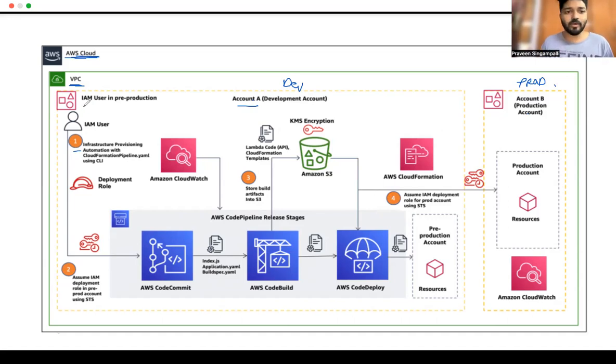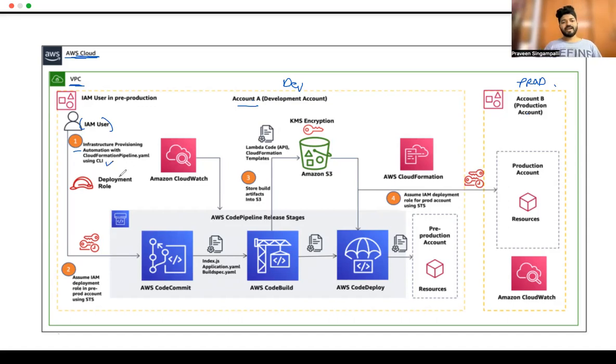Now let's understand how this entire process starts. There is a user, which is an IAM user. I have already told you in your Kubernetes class, and in your next classes also I have shown you how you can create your IAM user. With that IAM user, you do step 1, infrastructure provisioning automation with CloudFormation pipeline.yaml using the CLI.